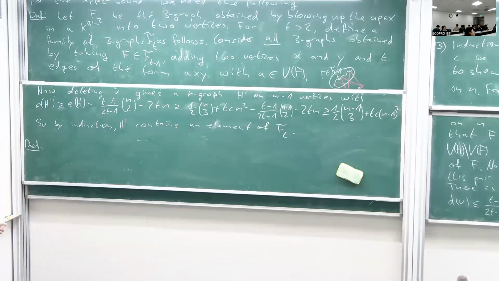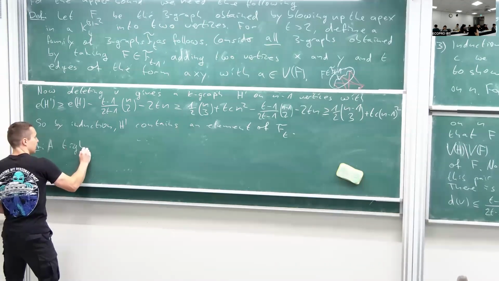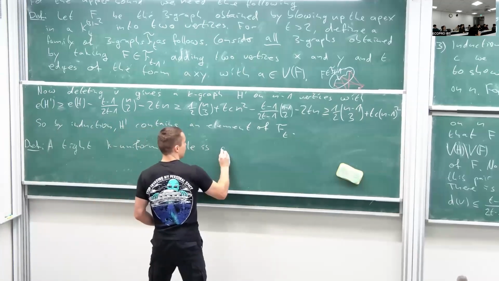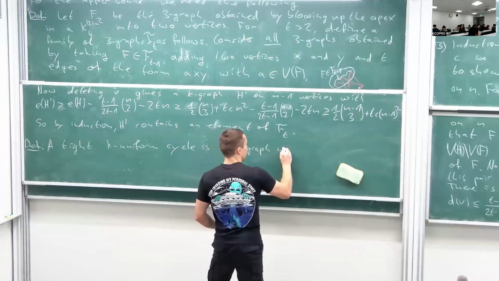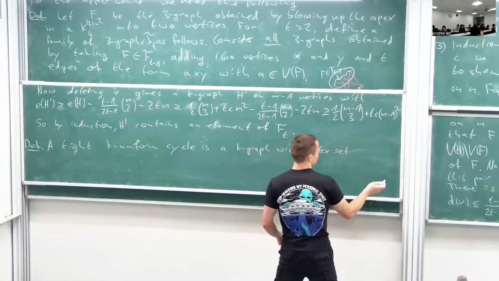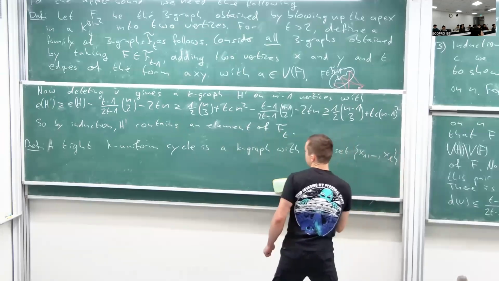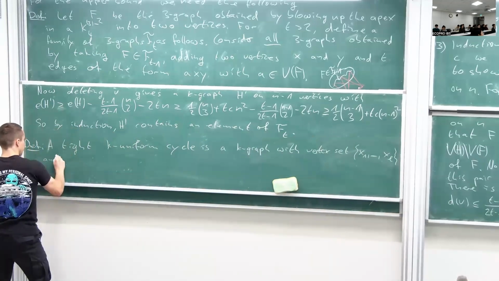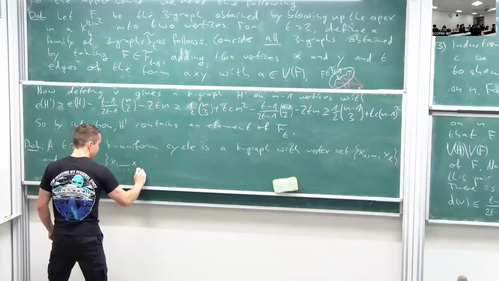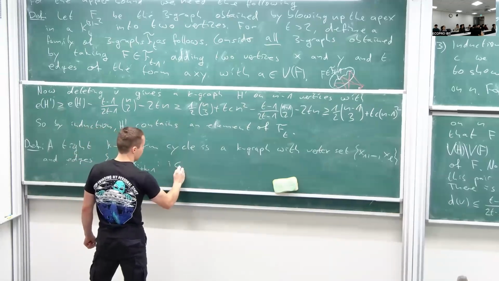So the k-uniform tight cycle on l vertices is a k-graph with vertex set, let's say, x1 to xl, and edges x_i to x_{i+k-1}, where we view the indices modulo l.